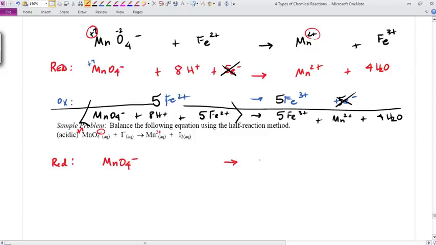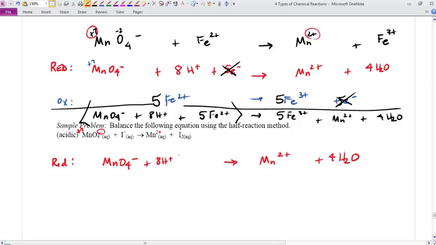MnO4- goes to Mn2+. But I've got 4 O's on the left and none on the right, and the only thing I can do about that is to add water. I can add as much water as I want, so 4 of them would get me 4 O's. But now I've got 8 H+ that I need to add over here, because those are my rules. That fixes the O issue. But dadgummit, you introduced 8 H's. So adding the H+ to the other side fixes that issue.